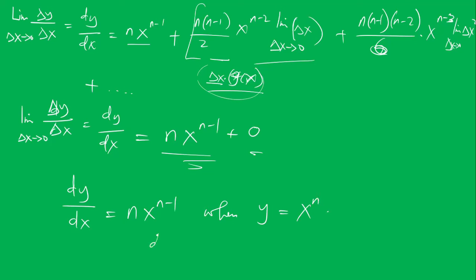So the differential of x to the power n divided by dx is equal to what? n times x to the power n minus 1. So that is the end of this.